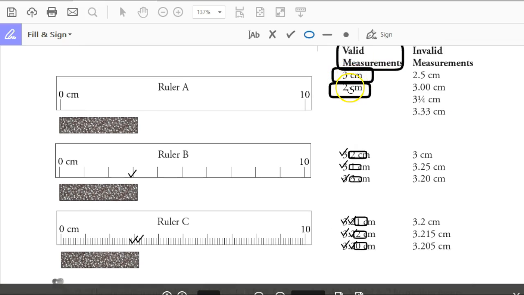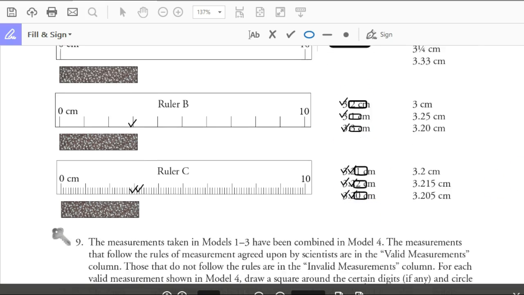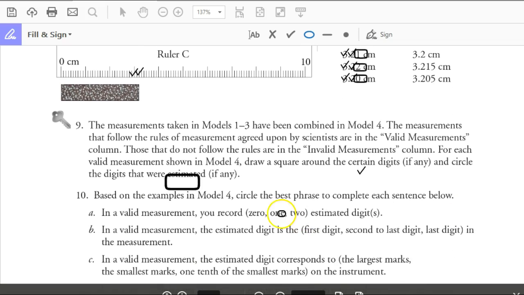We have 1 estimated digit here. We have an estimated digit here, 1 here, 1 here. And then we have an estimated digit here, here, and here. So if you look at all the examples, there's only 1 estimated digit in every example. So I'm going to circle the 1. In a valid measurement, the estimated digit is the first digit, second to last digit, or the last digit in the measurement.